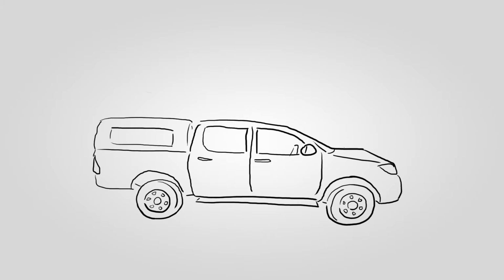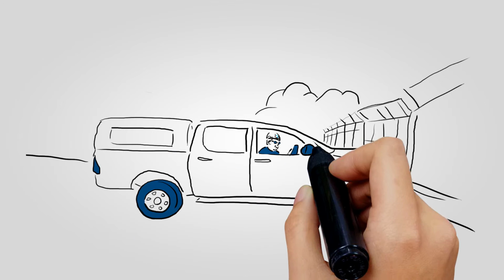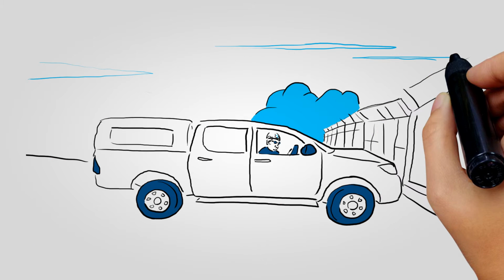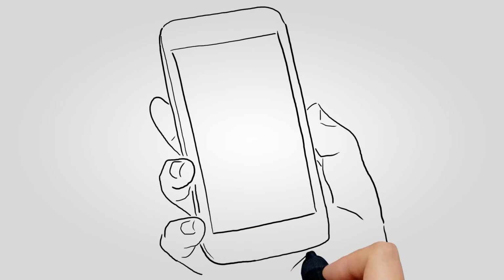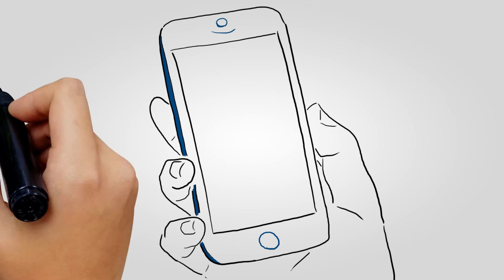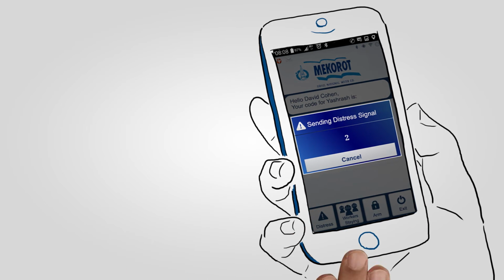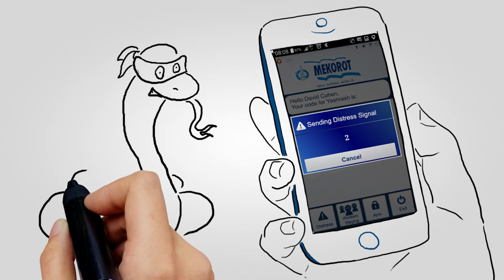When your work at the facility is done, remember to activate the security alarm system by pressing Arm. If you left the facility without arming the security alarm system, the system reminds you. If you intend to allow workers to stay at the site without you, press Worker Staying. It is possible to send a distress signal to the control room. If you want to cancel the distress signal, you will have 5 seconds to do so.